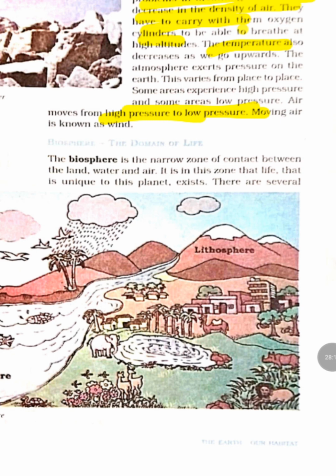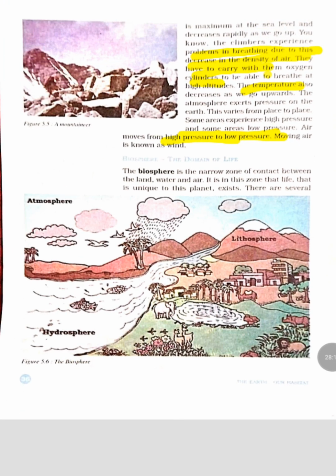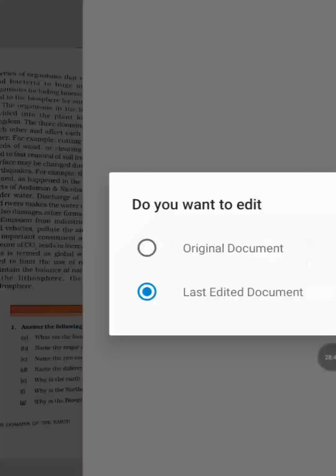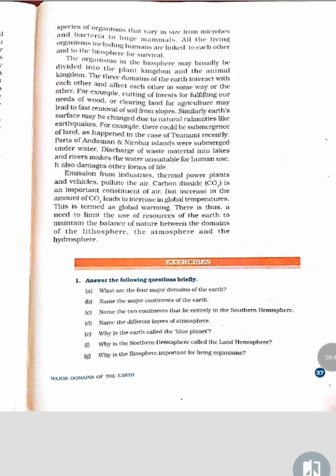In the northeast monsoon, cold air comes from Siberia and brings rain to the southeastern parts of India during the winter season. And the last one is the biosphere, which is the amalgamation of the hydrosphere, atmosphere, and lithosphere. The biosphere is the narrow zone of contact between land, water, and air. In this zone, life unique to this planet exists, and several organisms are present in it, varying in size from bacteria to huge mammals.